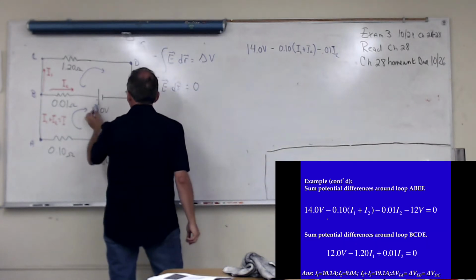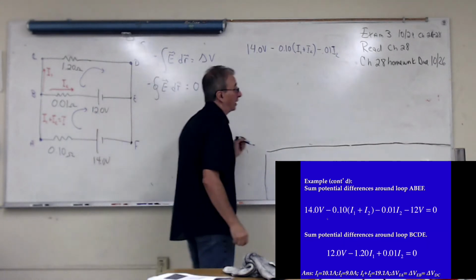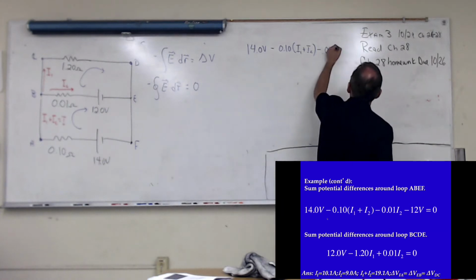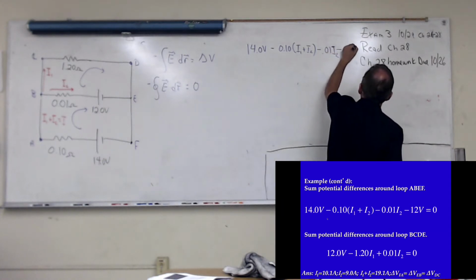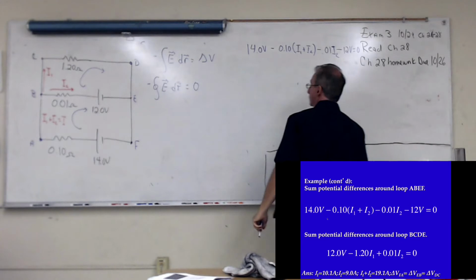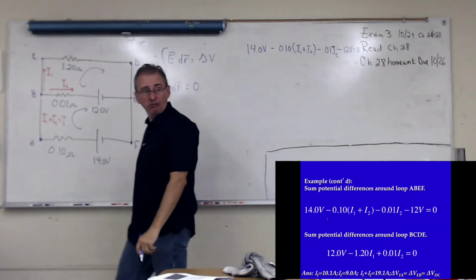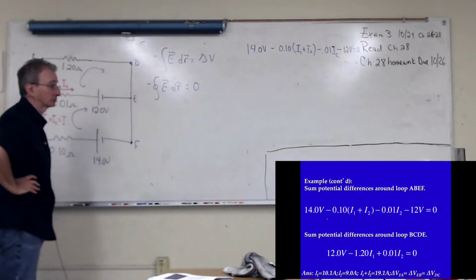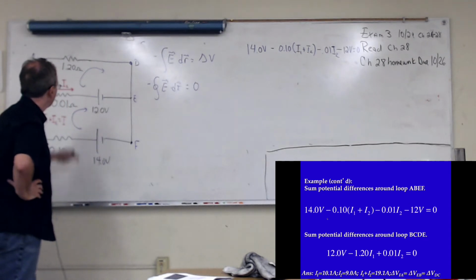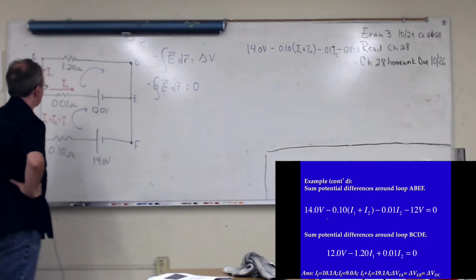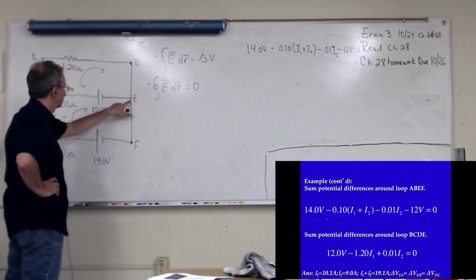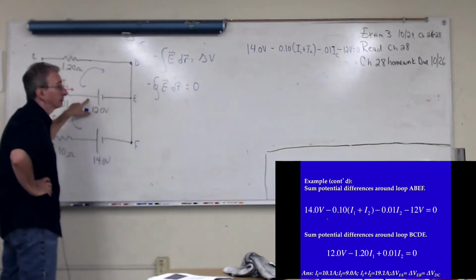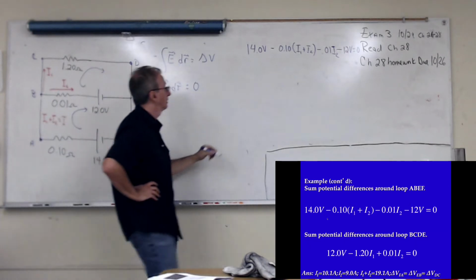And then I go from positive to negative, I go minus 12. And that's equal to 0. Let's do this top loop. I'm going to go clockwise in the top loop. I can start here. I go from negative to positive. I get a voltage gain.